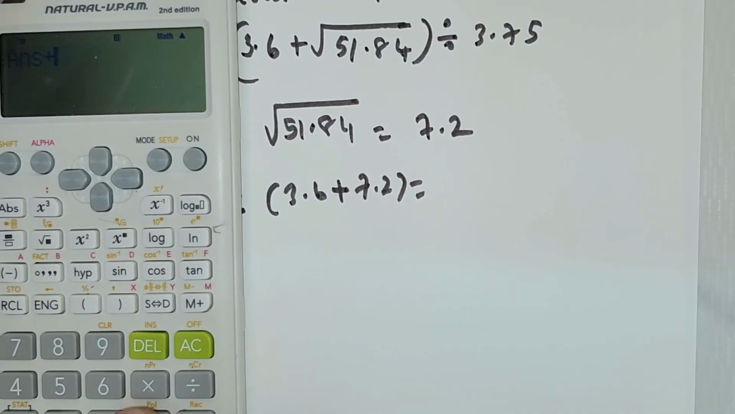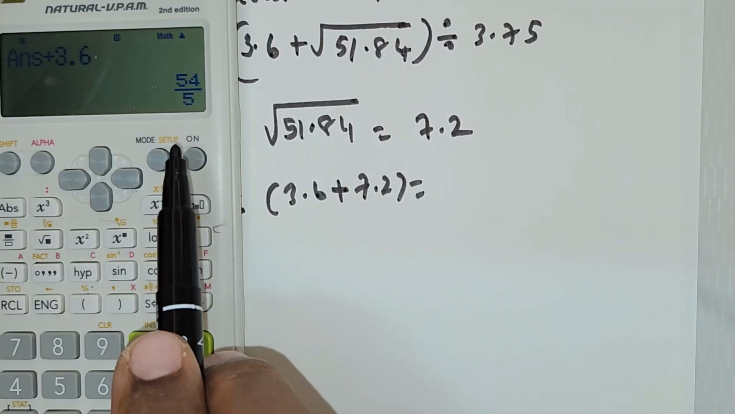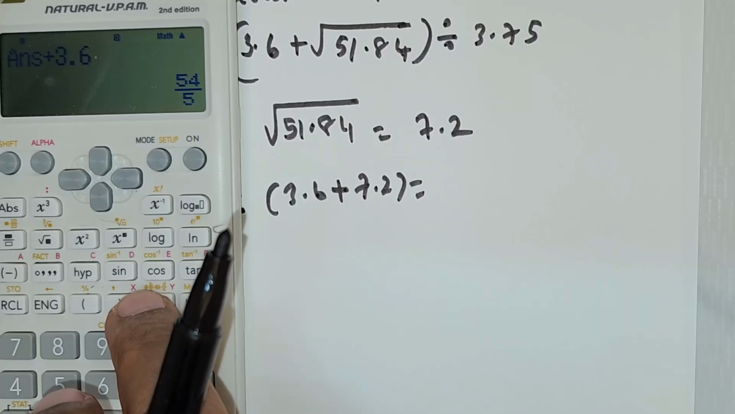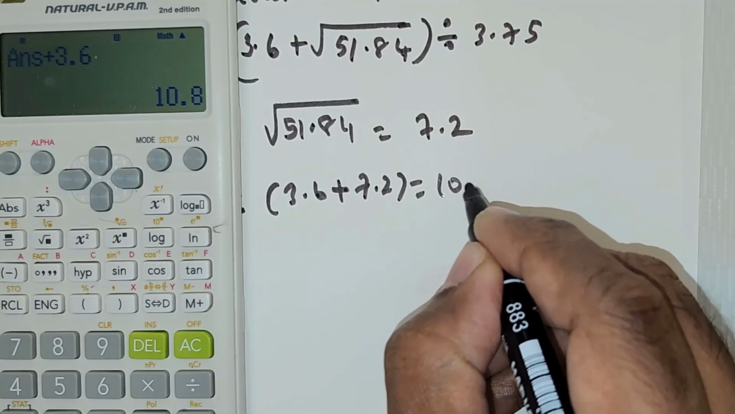Now step number 2 is take the value 3.6 and add it with 7.2. So go to the calculator and key in 3.6. The addition operator is already there. And as I mentioned to you, we don't need it in that form. We need it in fractional or decimal format. So 10.8 is the decimal form. So this is equal to 10.8.